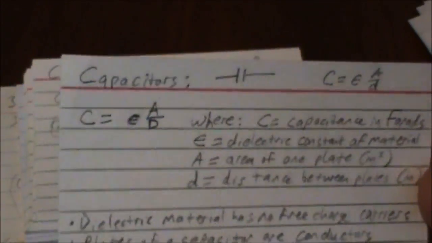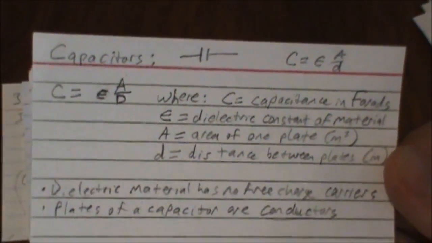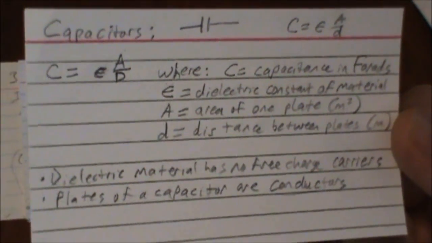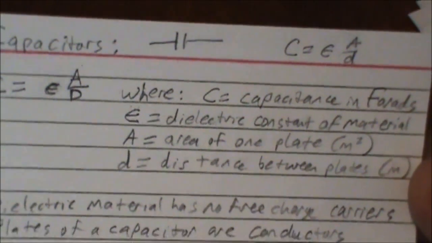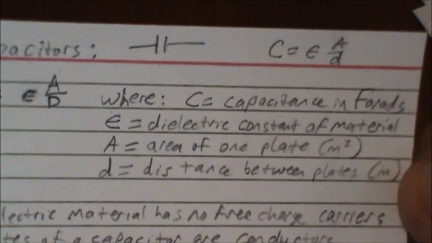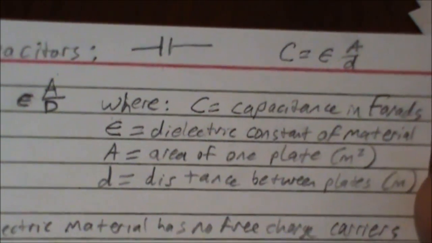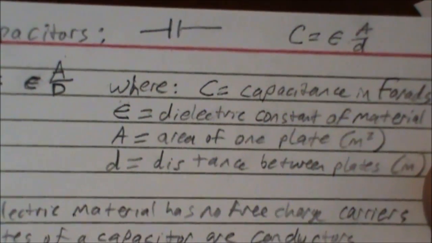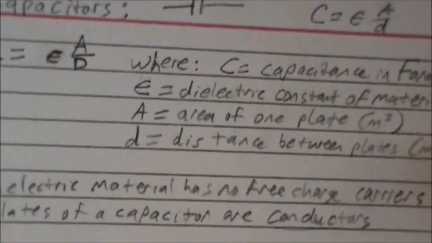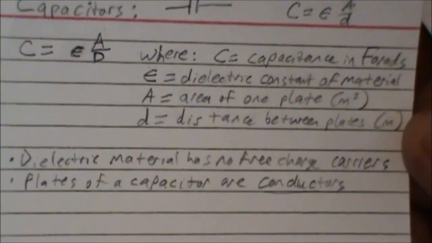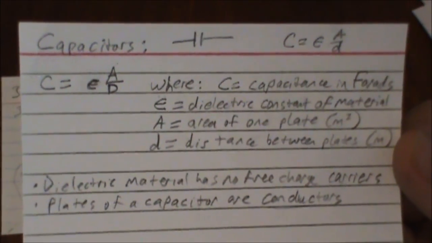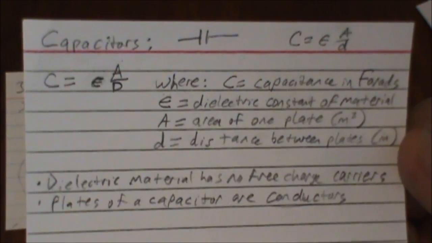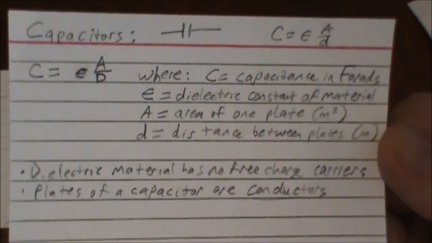And then you just divide that area by the distance between them. Remember to use meters squared for the area and just meters for your linear distance in the denominator. Dielectric material has no free carriers, so there's not going to be any charge in your dielectric. And the plates of the capacitor are conductors, as I mentioned earlier.